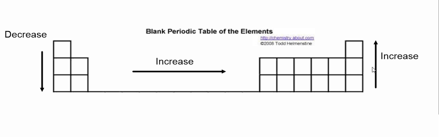Okay, now why would this be so? Well, all three of them depend on the atomic radius. As you go down a group, atomic radius increases. And because it increases, ionization energy decreases, electron affinity decreases, and so does electronegativity.